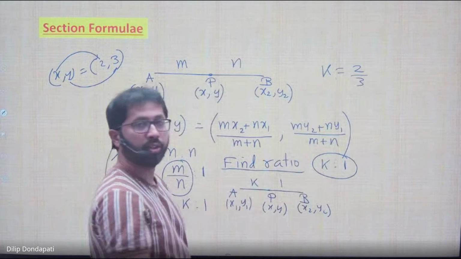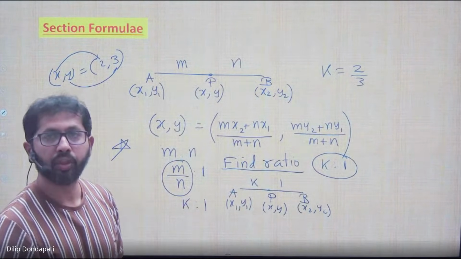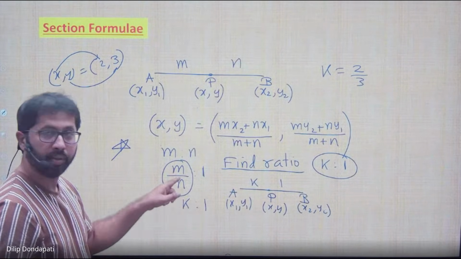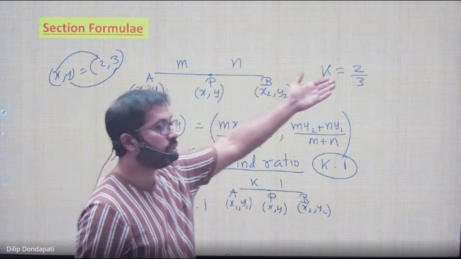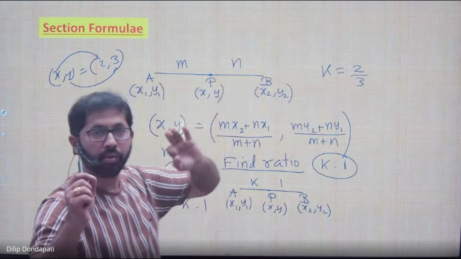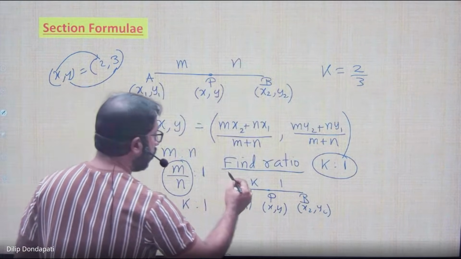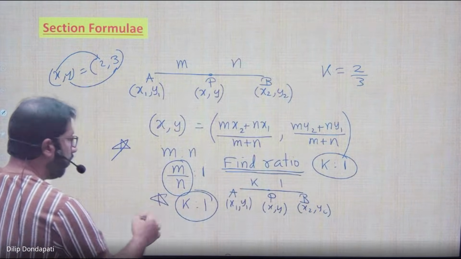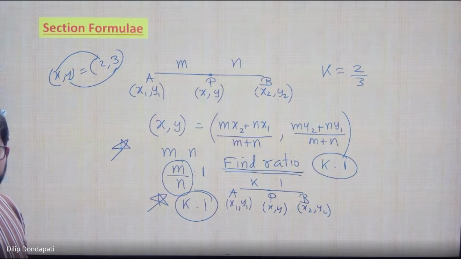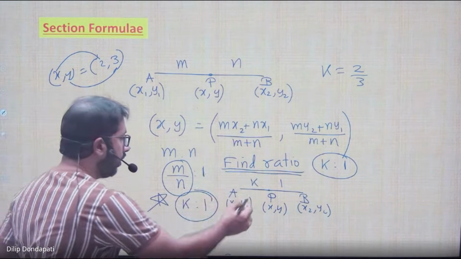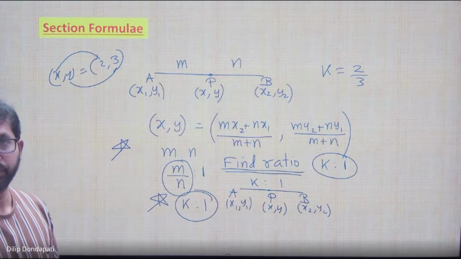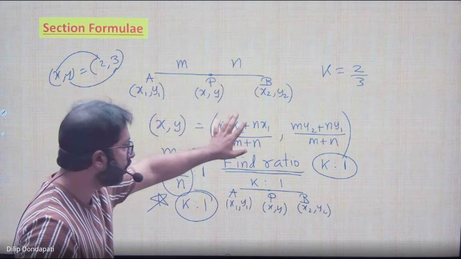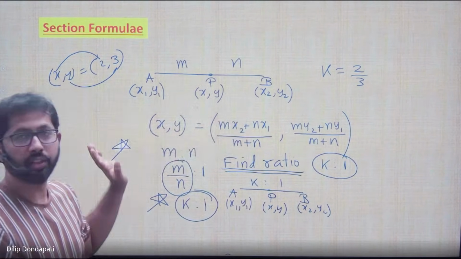Suppose the k value you got is 2 by 3. What is the ratio m is to n? K is nothing but m by n, right? So the m is to n ratio is 2 by 3 only. So whenever the question says to find the ratio, always take k is to 1. Very important, copy down. Find ratio means simply take k is to 1, always. Don't take m is to n, because then you would substitute and equate again, and it becomes very lengthy. This is the shortcut.